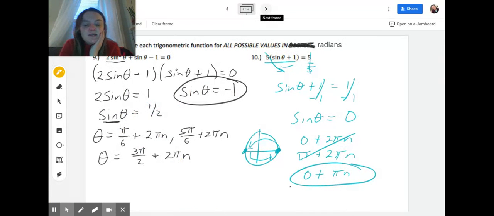All right, next one, number 10, I divided by 5 on both sides. Then I subtracted 1 on both sides. Sine of theta is equal to 0. That is technically 0 plus 2 pi n and pi plus 2 pi n. But if I want to write it in a more simple way, I could just say 0 plus pi n.